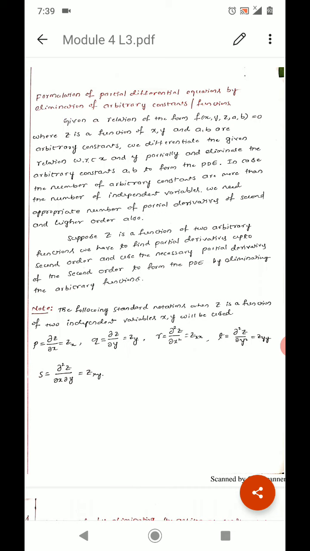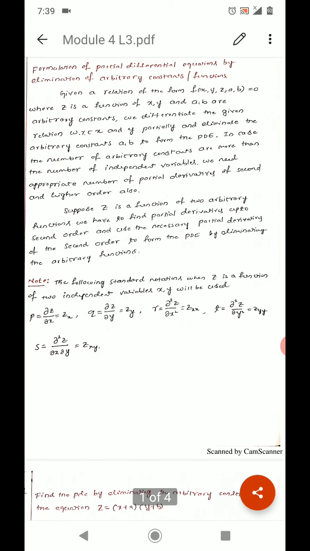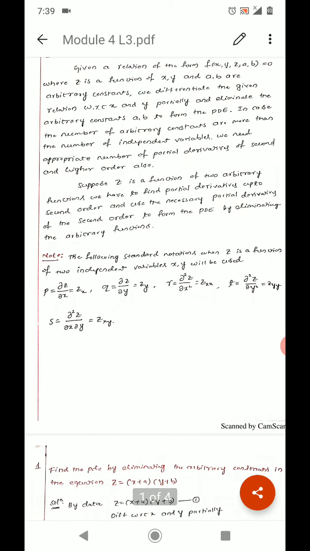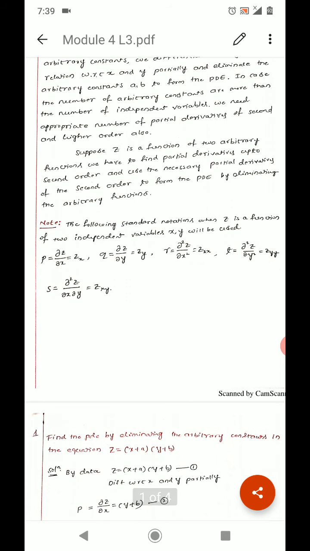then we need an appropriate number of partial derivatives of second and higher order also. The following standard notations, when z is a function of two independent variables x and y, are to be used.